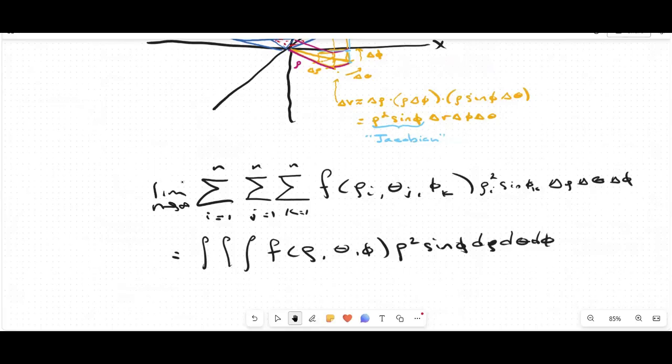That's really the lesson for today. The rest is going to be examples, concrete examples. All we wanted to grasp that's new, that's theoretical in a new setting, is this new Jacobian, rho squared sine phi. When you integrate in spherical coordinates, you must always multiply by an extra factor of rho squared sine phi.